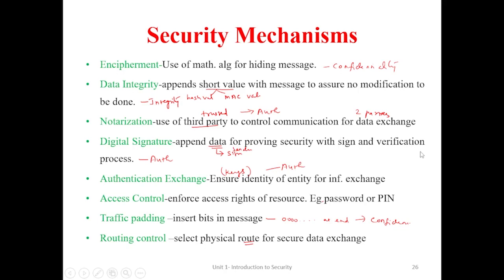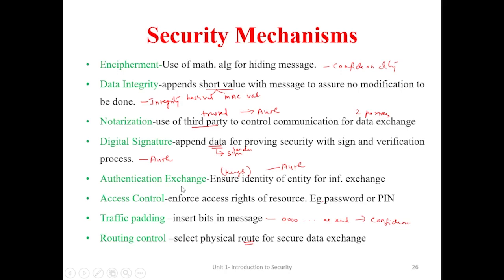At the receiver side, the receiver receives the secret information with the sender signature. He may ensure the sender signature by verifying that signature. That process is called verification. So digital signature always depends upon the signing and verification process. It already comes under an authentication service.